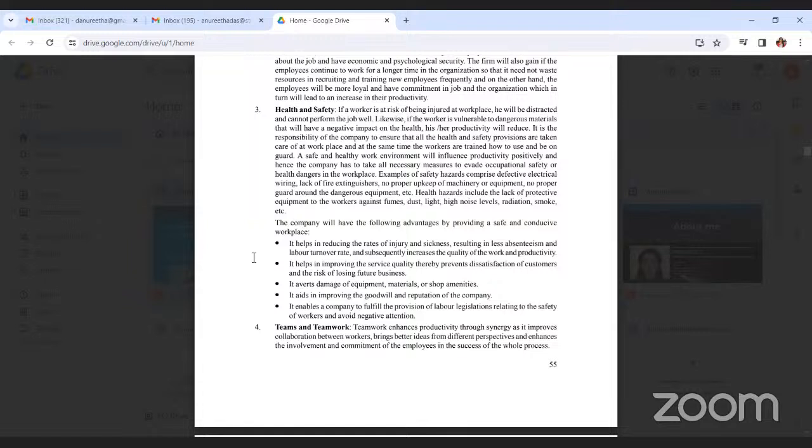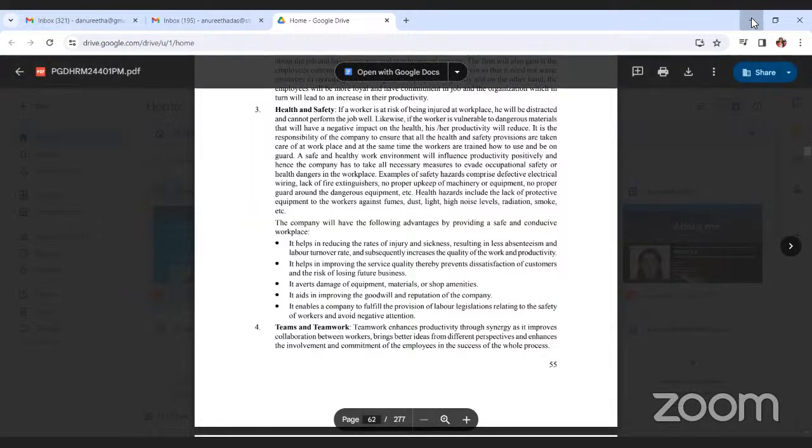That is, there should not be any health dangers in the workplace. That is, the machinery and equipment should be in place. The dangerous equipment and health hazards should also be included.